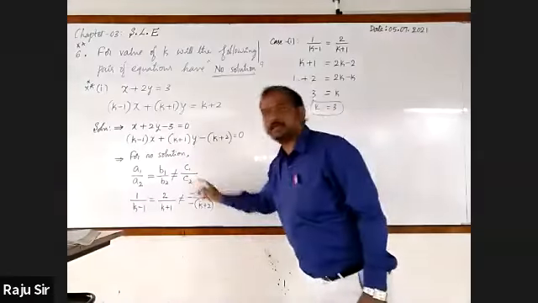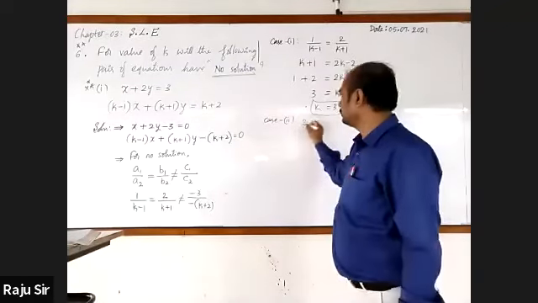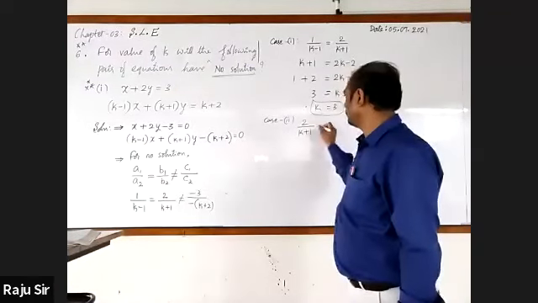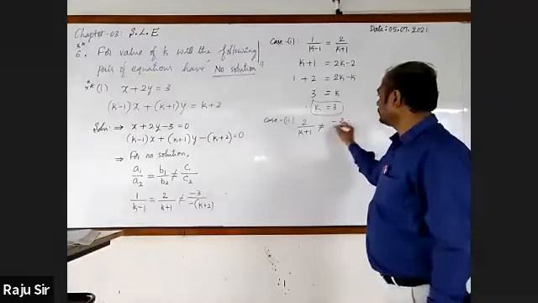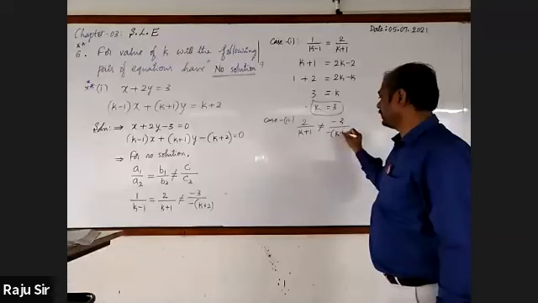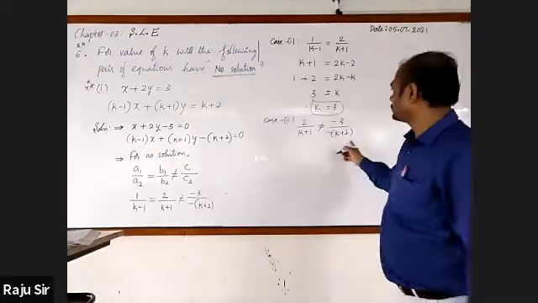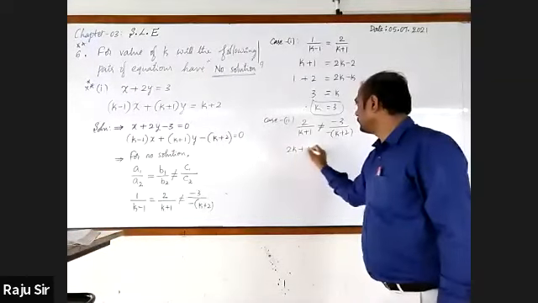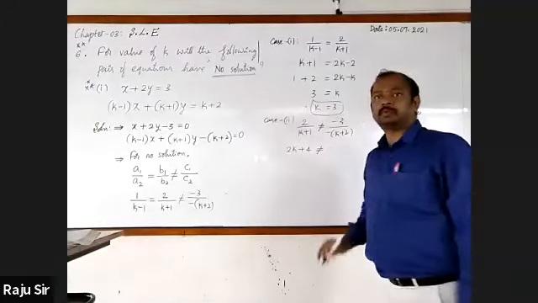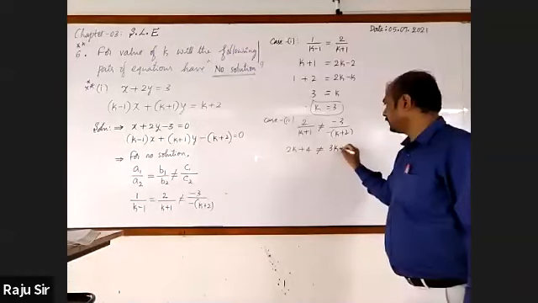That's what we write. B1 by B2 is not equal to C1 by C2. I'll take that. It is, write with me, 2 by (k plus 1) is not equal to minus 3 by minus of (k plus 2). Here minus gets cancelled. Cross multiply. 2 into (k plus 2) is 2k plus 4, not equal to 3 into (k plus 1), 3k plus 3.